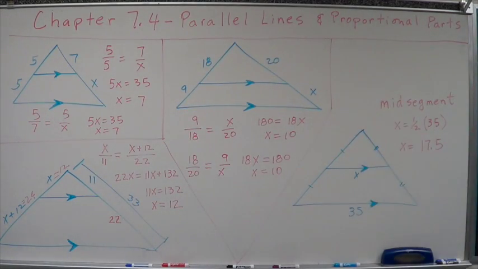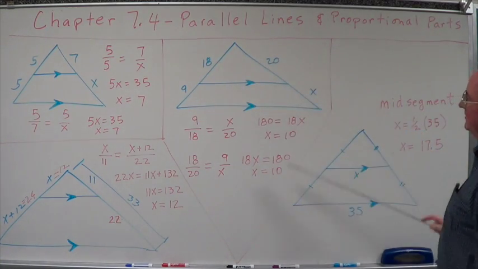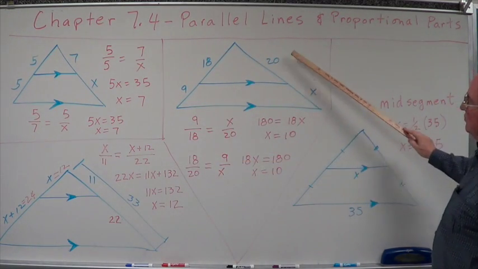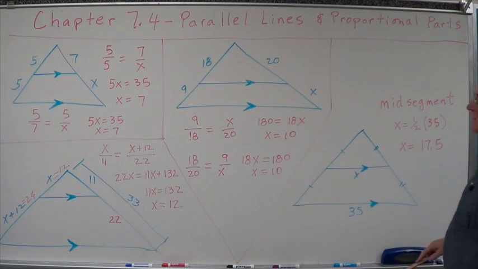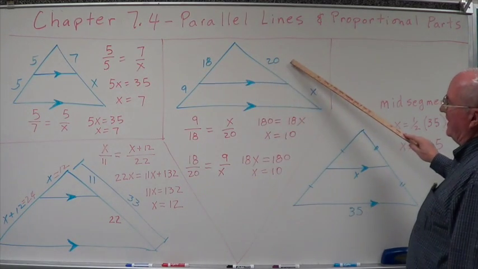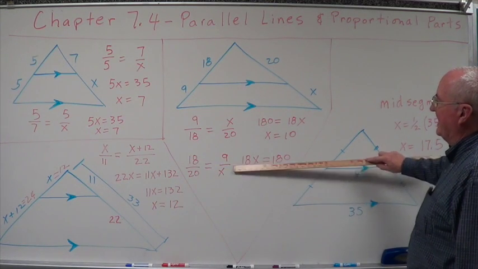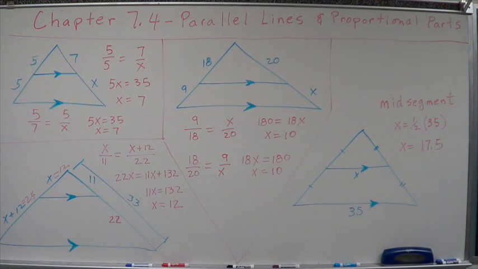Okay, let's look at this one. We have parallel lines, therefore we know that these are proportional with each other. Here's one way to set it up. 9 is to 18 as x is to 20. Then that becomes 180 equals 18x, x equals 10. Or we could say 18 is to 20 as 9 is to x. Same thing, we're coming up with 18x equals 180, x equals 10. Okay? It doesn't matter how we set that proportion up, as long as we set it up correctly, then we're going to get the same answer.